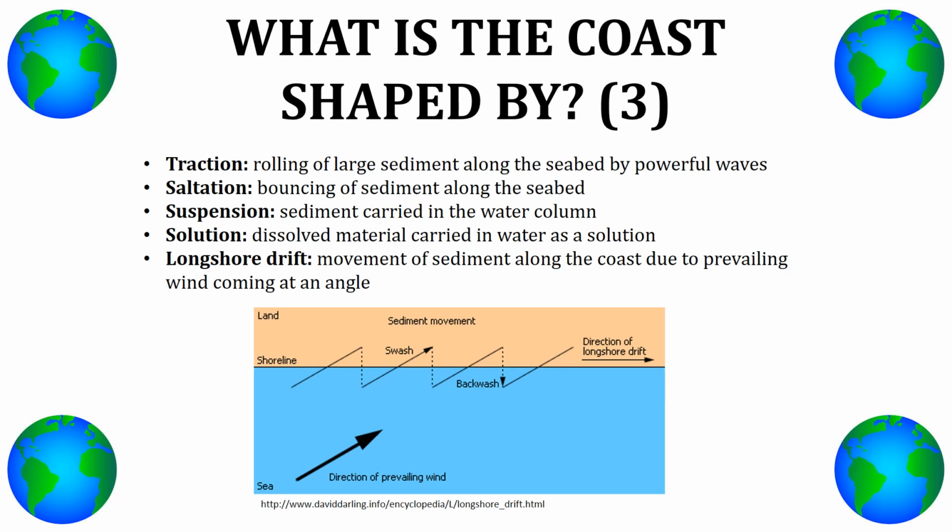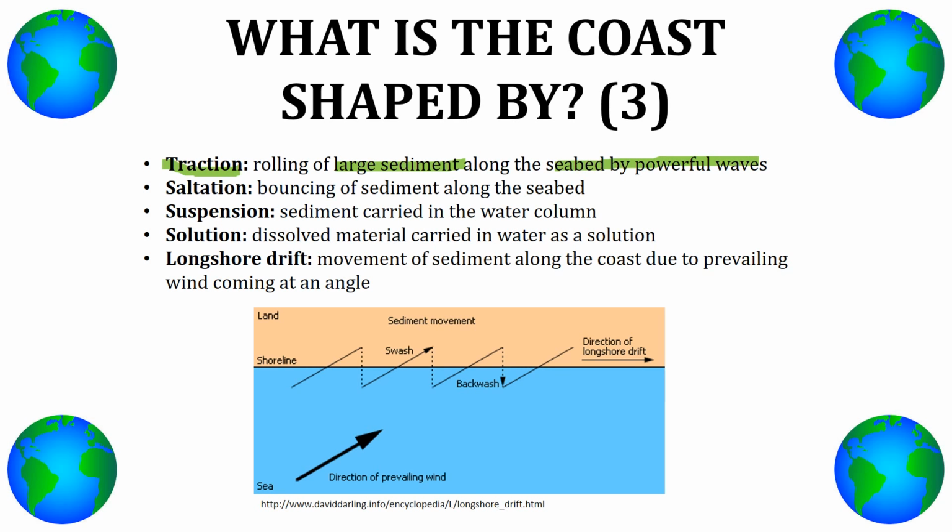So the last bit you need to know for how the coast is shaped are transportational processes. So we'll begin with traction. This is when large sediment is rolled along the seabed by powerful waves. These are usually boulders, for example. They're quite large. And a way to remember this: traction, large sediment; tractor, it's large; traction, large sediment. That's how I remembered it.